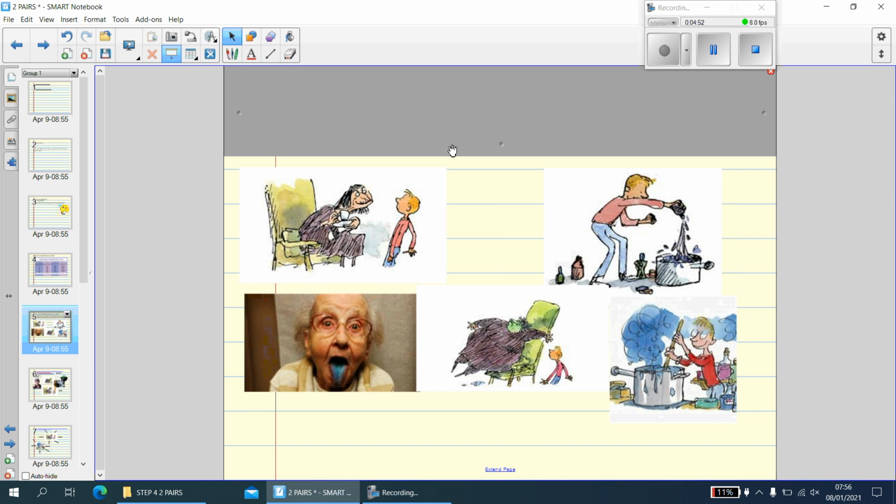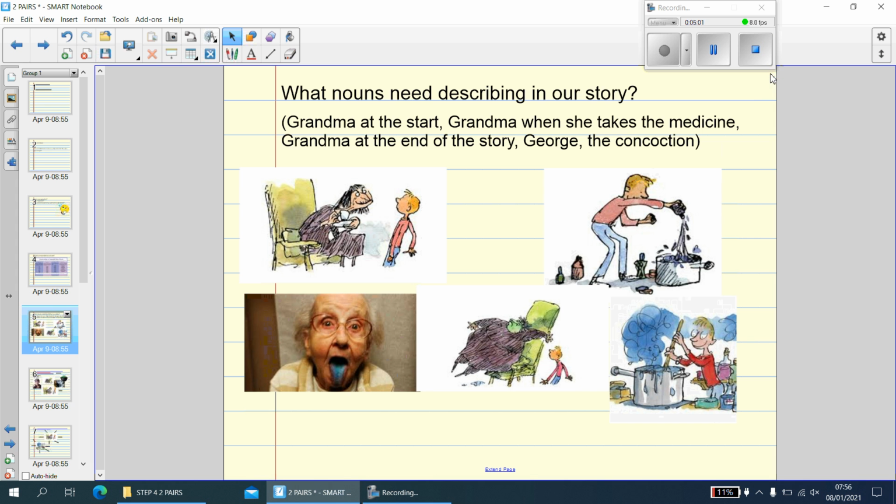So the two obvious ones are Grandma and George. Now I've been really specific today and I've not just said Grandma, I'm actually thinking about Grandma at different stages in the story. So we've got Grandma at the start of the story where she's not very nice. Grandma when she takes the medicine. Okay, hence this picture down here, or maybe this one. And Grandma at the end of the story.